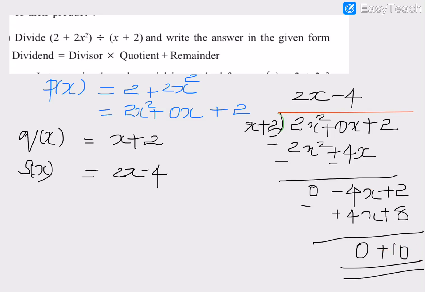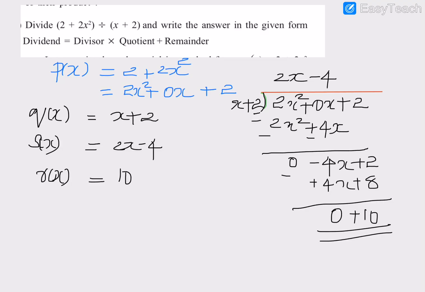Now we will go with the remainder. Remainder means the constant term we get after the division. What remains after the division is positive 10, and remainder is represented as r of x, so r of x is equal to 10. Now the question was to write the answer in this form: dividend is equal to divisor into quotient plus remainder. Here the dividend is p of x.